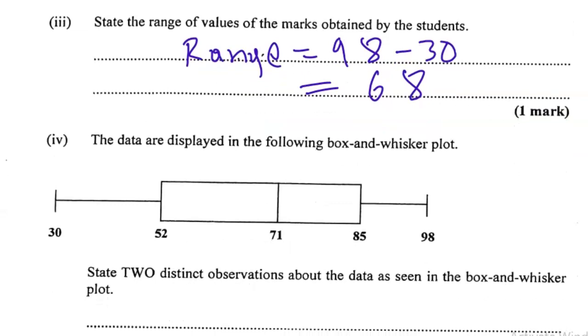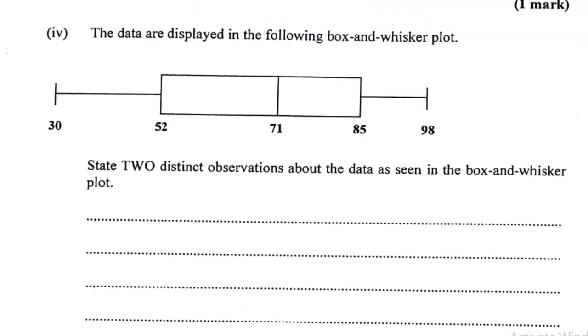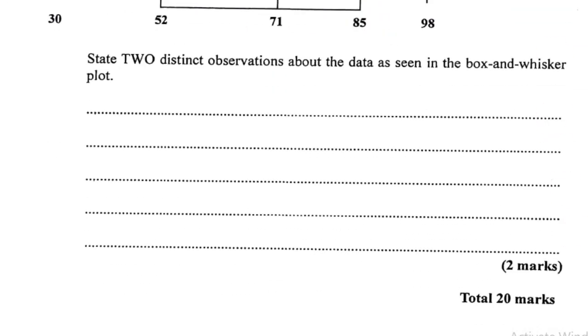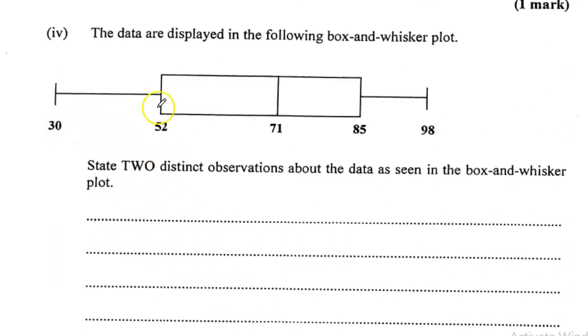Part 4. State two distinct observations about the data as seen in the box and whisker plot. We can make several observations. One of them is the range, as we just saw. The data is shown as the range, 98, biggest number, 30, smallest number. So one observation would be the range.